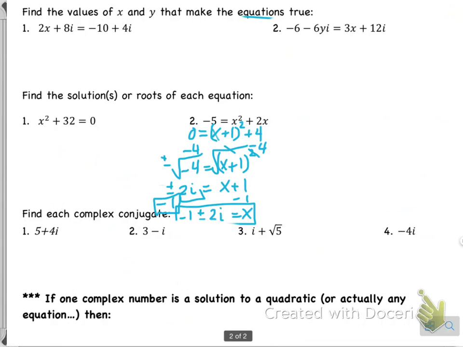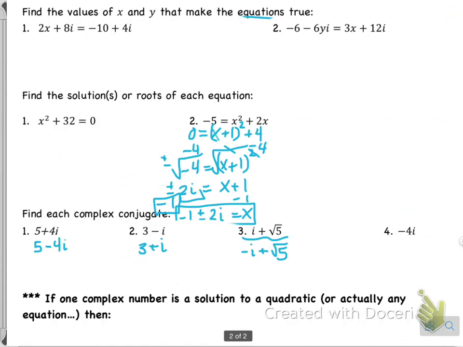And the last couple examples, it says find each complex conjugate. 5 plus 4i, the complex conjugate changes the imaginary part, 5 minus 4i. 3 minus i changes the imaginary part, 3 plus i. And then here's one that's tricky because it's out of order. i plus the square root of 5. The complex conjugate is negative i plus root 5.